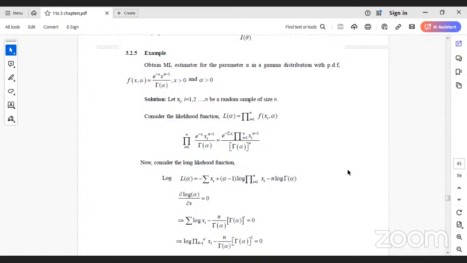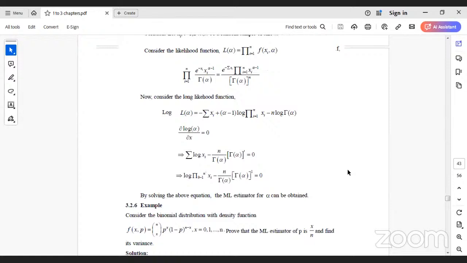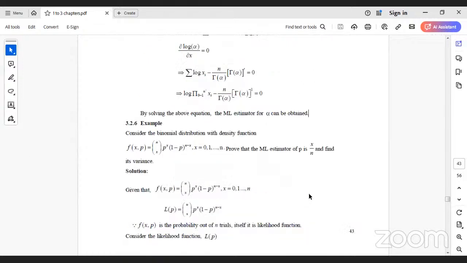So therefore ∂ log L by ∂alpha is equal to 0. So summation of log x_i minus n gamma'(alpha) by gamma(alpha) is equal to 0, the condition we are satisfying here. Therefore, we are taking the condition summation of log x_i minus n gamma'(alpha) by gamma(alpha) is equal to 0. By solving the above equation, the ML estimator of alpha can be obtained.